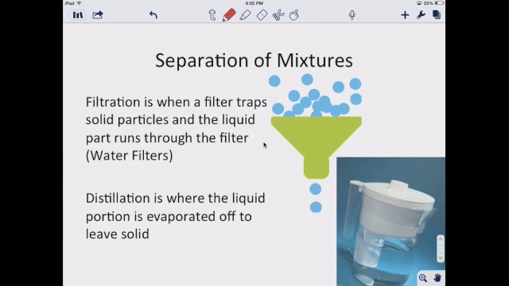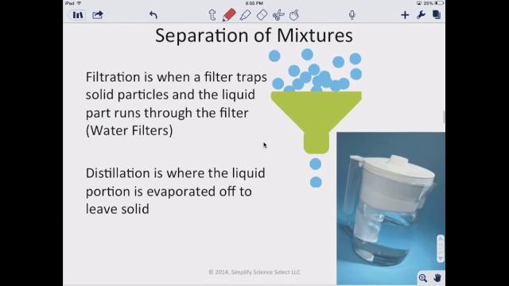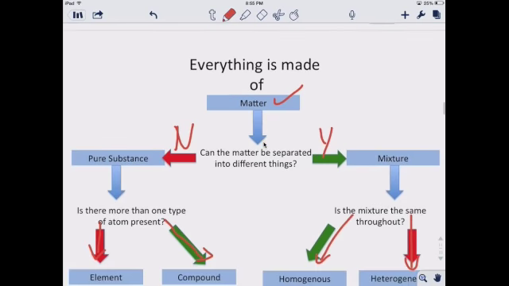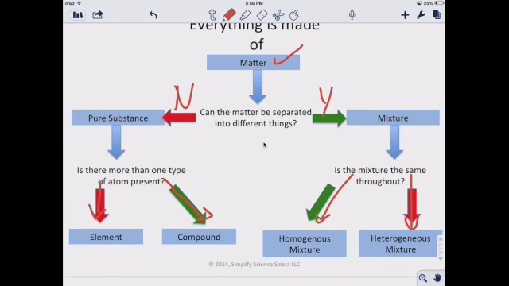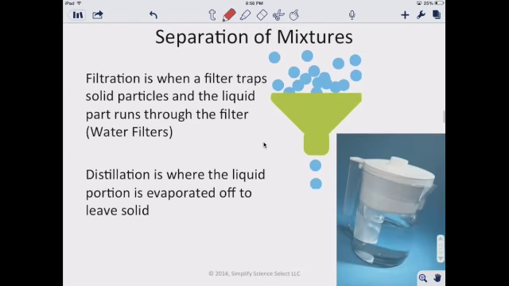Now, since mixtures can be separated, how do we separate them? Well, we use different separation techniques, and this is just a separation of mixtures. Filtration is when a filter traps the solid particles and the liquid part runs through the filter. This is just like a Brita water filter. It traps the solid minerals in it, and then it allows the rest of the water to flow through.